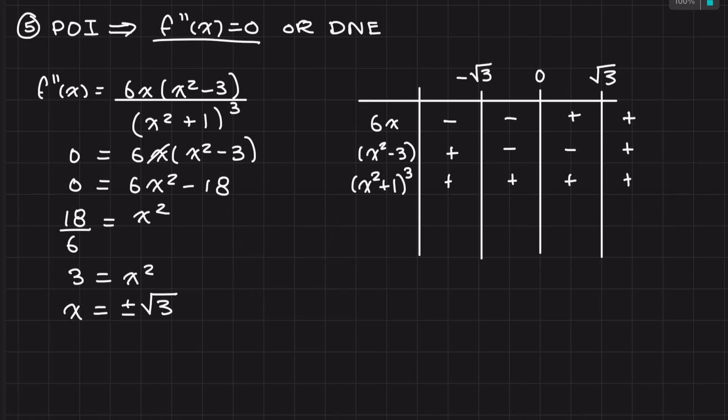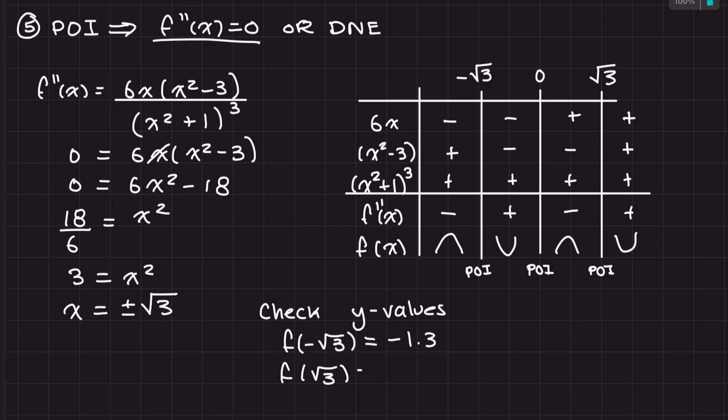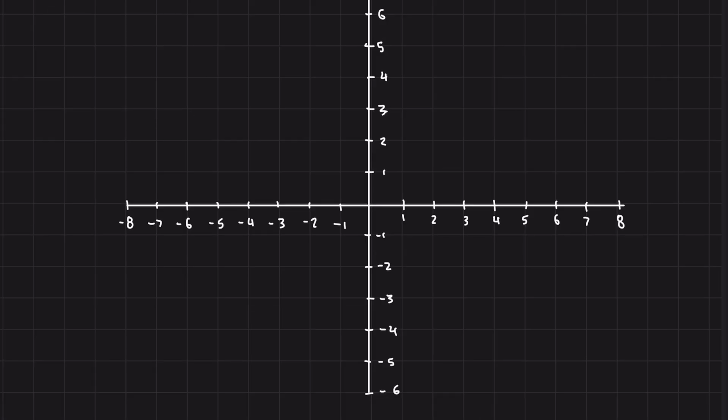Now that we identified all of the intervals of our individual factors, we can find our result, which ends up being what we see here. A negative is concave down and a positive is concave up. This can allow us to easily identify our points of inflection, which is when our concavity changes, and then we can check the y values in order to make graphing easier. So our last step is to sketch.